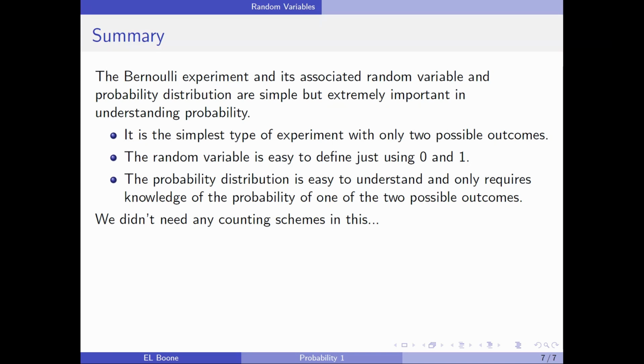And they form a lot of the basis for more complicated types of experiments. Turns out that this thing is really, really useful. The random variable is really easy to define. What we mean by random variable is how do we assign a number to our outcome? It's going to be 0 and 1. The probability distribution is easy to understand because it only requires the probability of one of the two possible outcomes. And notice, we didn't need any counting schemes in this. But as we go forward, we will need those. All right, so let's go look at some more experiments and random variables in the next video.